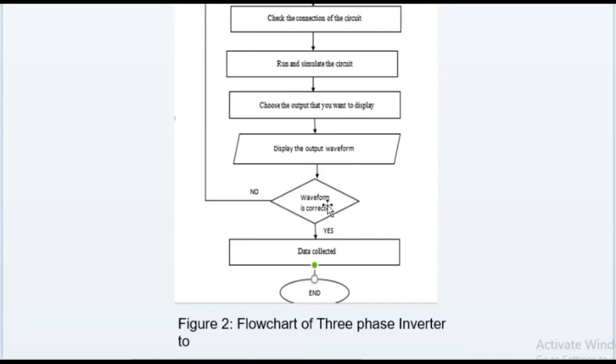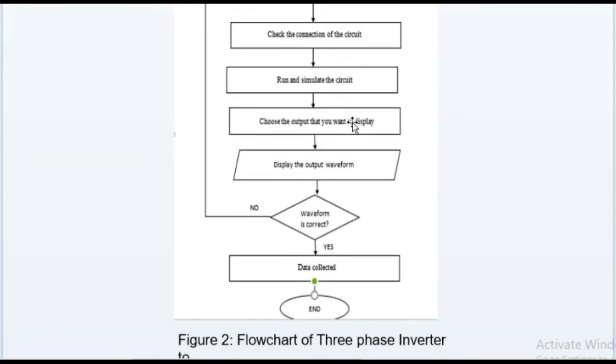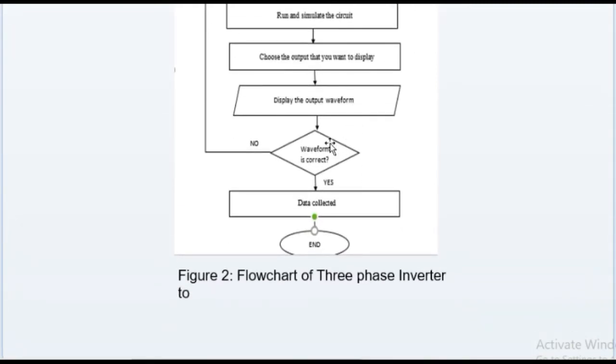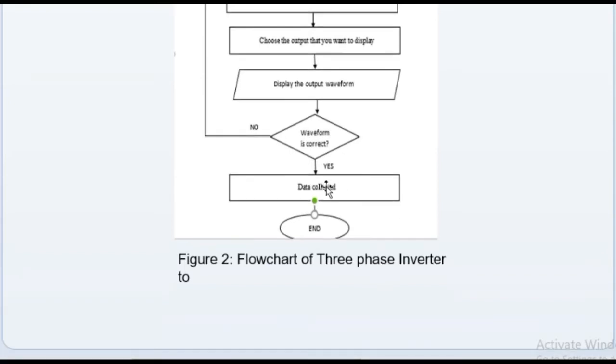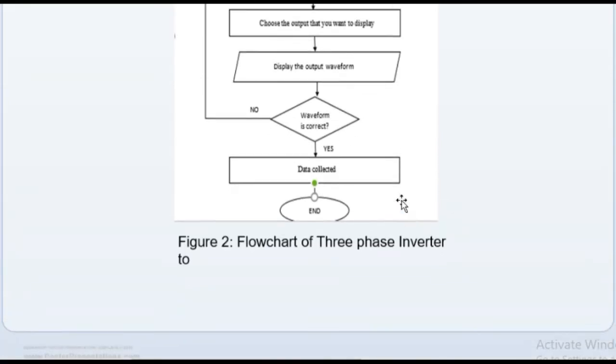Then we check whether the waveform that occurs is correct or not. If not correct, we continue back to put the voltage probe and current probe. If the waveform is correct with the theory, then the data is collected. Okay, that's all for me.